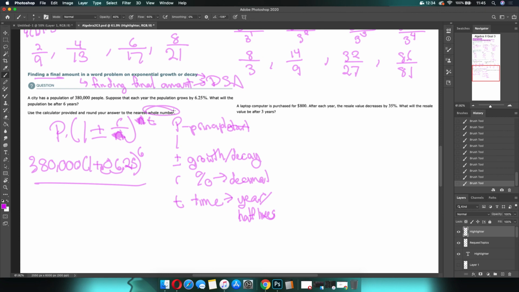Now, I don't have access to the graphing calculator, and my computer calculator can't handle the exponents in the same way. So, over here, next one, we have a starting amount of 800. And then the value decreases, which is subtraction, by 35%. So we're going to take our decimal, move it over 2 places to be 0.35. What will it be after 3 years? Funnel that into the calculator, round to the nearest whole number, and that is going to be your answer.